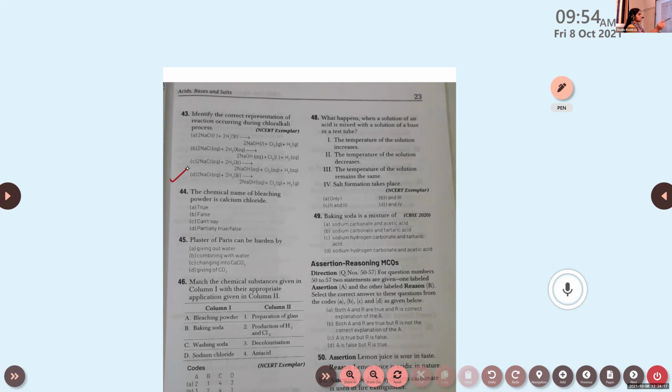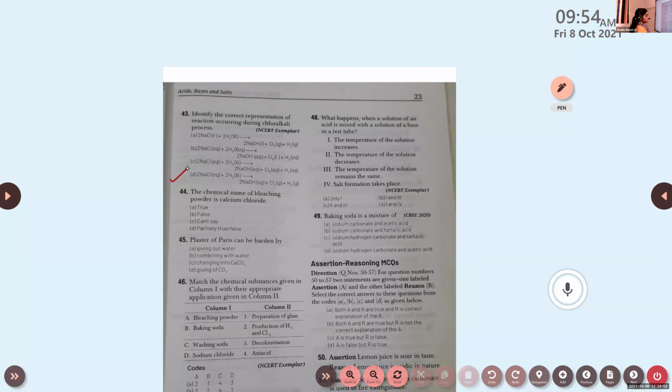2NaCl. It is already aqueous solution, right? Sodium chloride that is dissolved in water. That's why it is aqueous. Then water, the physical state of water is always liquid. Then sodium hydroxide, it is obtained in water. That's why it is aqueous. Then chlorine in the form of gas, hydrogen in the form of gas. Clear, children? Any doubt in this question? So when you observe one chemical equation, you have to go through the physical state of each component also. Clear?